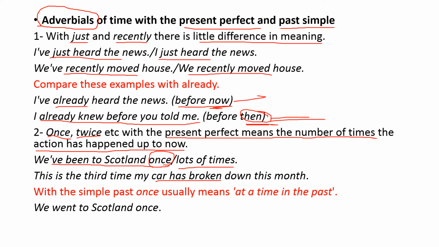But with the past simple, we usually mean at a time in the past. When I say once, I talk about one point of time in the past. So once with the present perfect refers to the number of times, the number of repeated actions. But in the past simple, I talk about only one point in the past. When we say "We went to Scotland once," I talk about one time in the past.